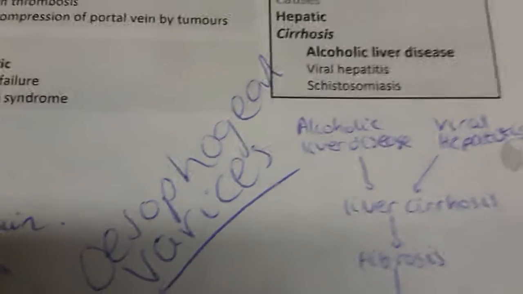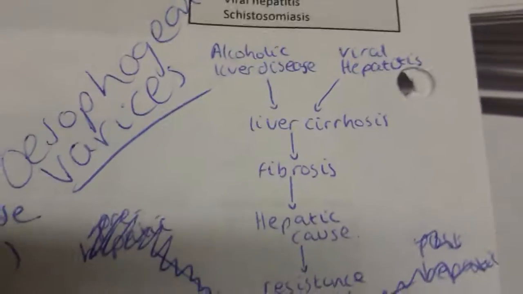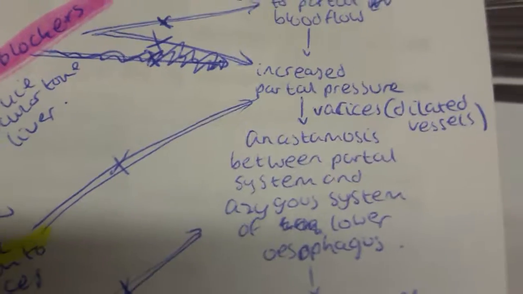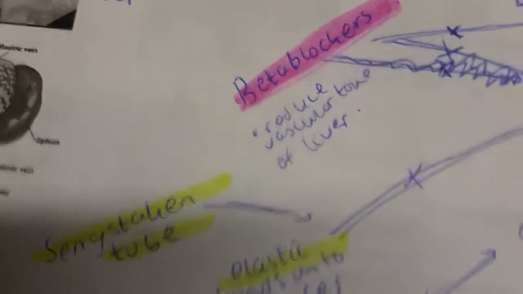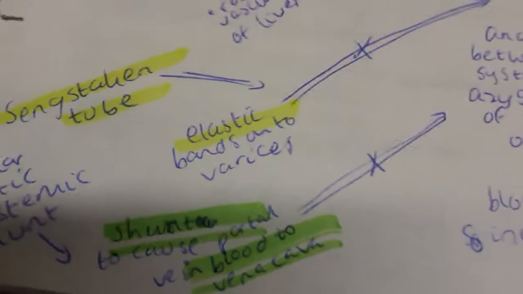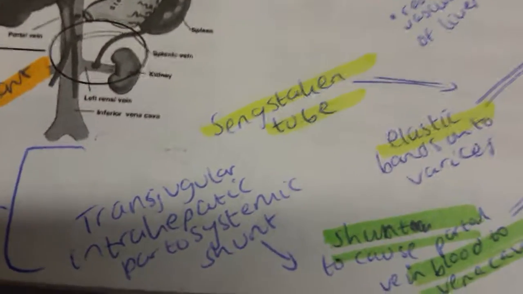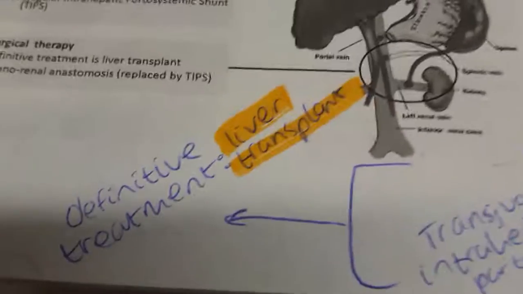is less severe. And esophageal varices are to do with increased hepatic pressure, causing increased portal pressure, resulting in anastomosis. Varices and then anastomosis between the portal and azygos systems, which you can treat using a Sengstaken tube, beta blockers to reduce the pressure, elastic bands on the varices, transjugular intrahepatic portosystemic shunt, or the definitive treatment, liver transplant.